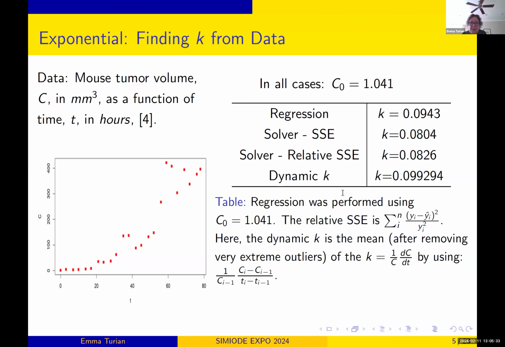I'm calling it a dynamic K. It is a difference equation for the K, and I'm taking the mean. In this case, I'm taking the mean of all those K values after removing some very extreme outliers, something like 4 times the IQR on either side of the first quartile and third one. So K, in this case, is a bit higher. This is the highest K we get from the dynamic K.